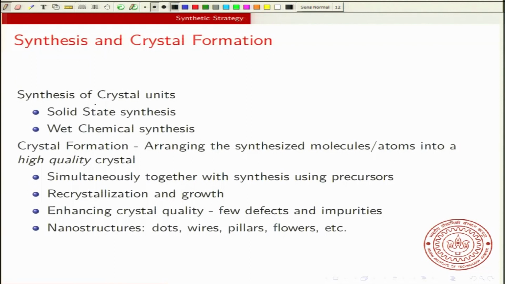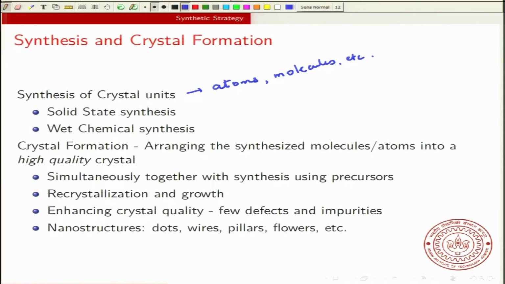So here what is done is you synthesize the units of the crystals, and when I say units of the crystal, they can be atoms, molecules, etc. Okay, so if your crystal just consists of atoms, then basically we are just making sure that only the atoms are left. On the other hand, if it has molecules like an oxide, then you have to synthesize the oxide. Okay. So this is a step where that particular material that forms the crystal is synthesized.